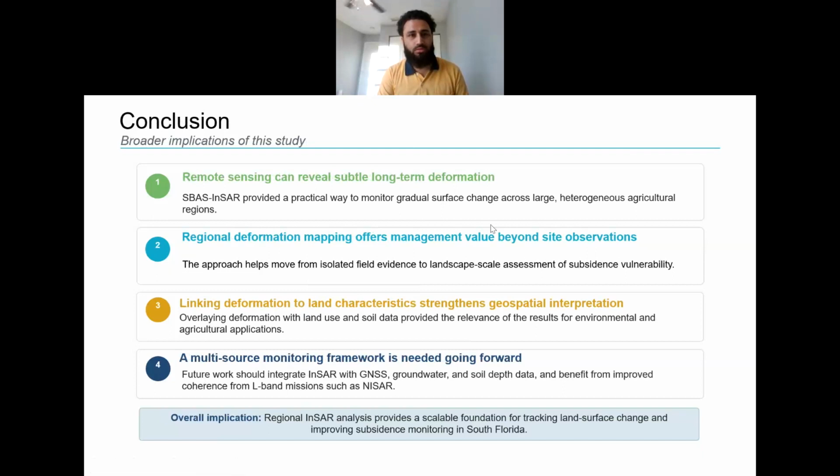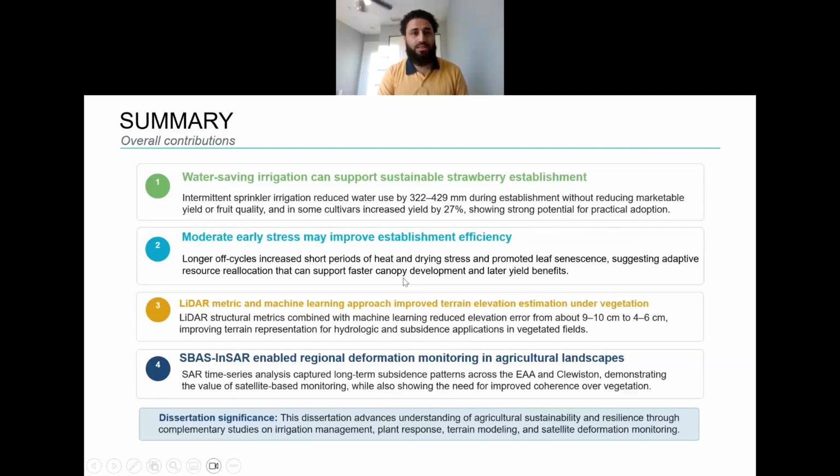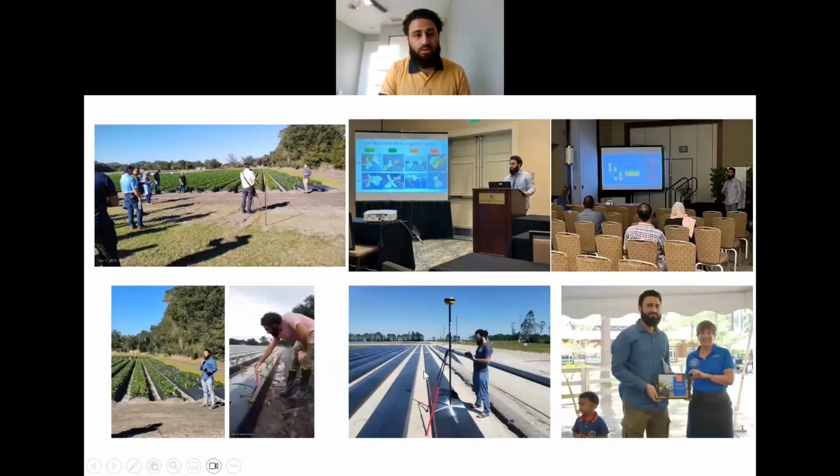And so the broader impact of this study was we were able to save water in strawberry production by imposing moderate stress, and then we monitored that with different remote sensing images, thermal images, RGB images. We were able to use LiDAR to improve the ground elevation estimation under dense vegetation. We were able to use time series InSAR to monitor the subsidence patterns. That is all.